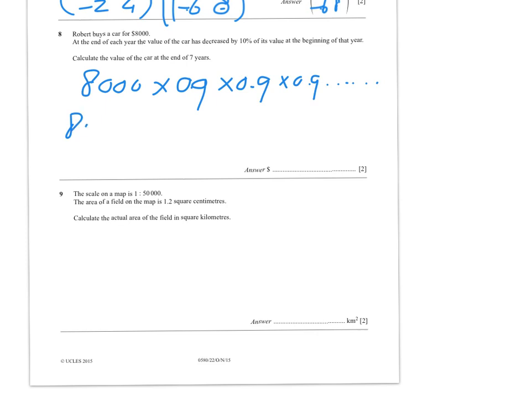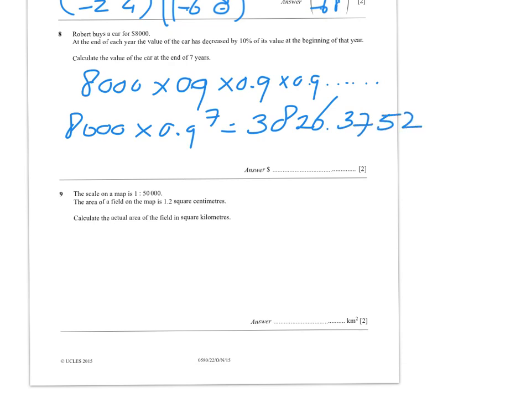If you want to write it down a little bit more elegantly, I think I have to say elegantly, 0.9 to the power 7. It should be less anyway than the 8,000. Do you agree with that? It should be less. 8,000 times 0.9 to the power 7, which equals 3,826.3752. So I'm going to give that to 2 decimal places because it's money, $3,826.38. Bummer. He lost a lot of money, but hopefully enjoyed riding it for 7 years.